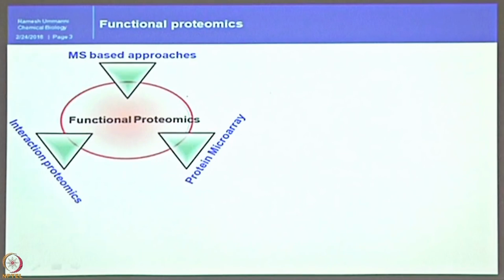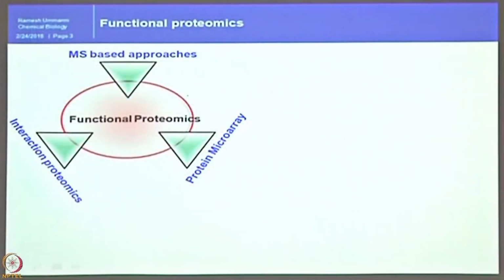So what? The gene is also upregulated or downregulated. We have to see whether the upregulation really influences the disease or not. So that's where functional proteomics came into the picture, and it gained importance for working further in this area. There are many different approaches one can take to functional proteomics, particularly MS-based approaches, interaction proteomics and protein microarrays.